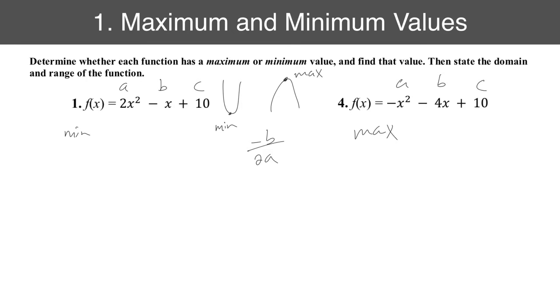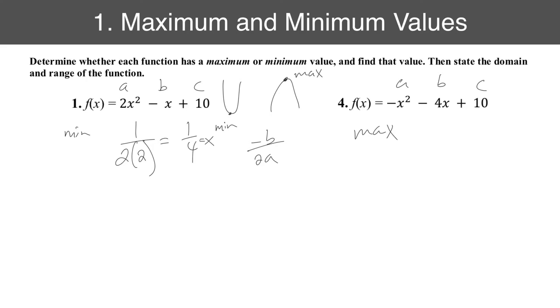So we take those and plug them into -b over 2a, so -b. Now you'll notice there's a negative already in the formula, and then right here for b we have -1x. So that makes 2 negatives, so that would be a +1 over 2 times a, and a would be 2. So what we get is 1 over 4 as our x. That's the x coordinate of the vertex.